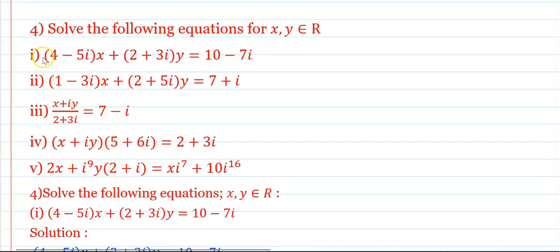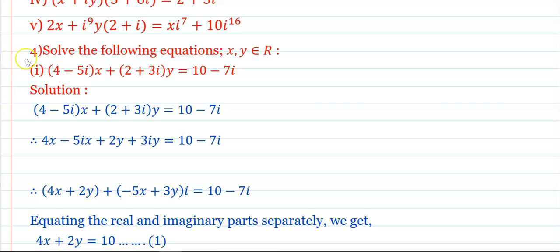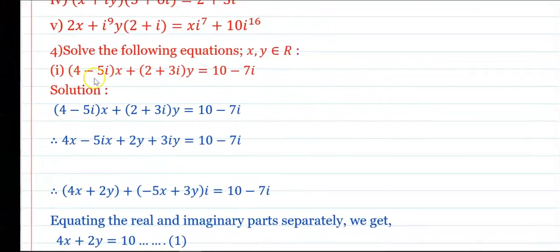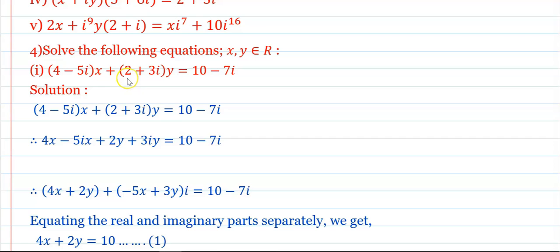Next question. Solve the following equations for x, y belongs to the set of real numbers. Now the question number 4. Solve the following equations, x, y belongs to the set of real numbers. The first is (4 minus 5i) x plus (2 plus 3i) y is equal to 10 minus 7i. Okay. Next, the normal multiplication.